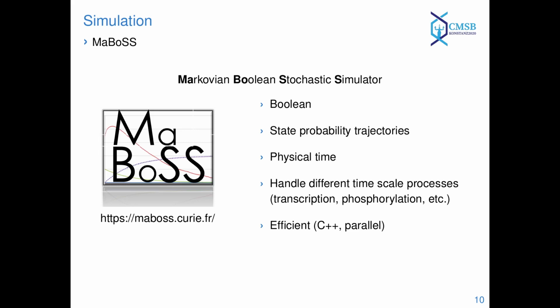So hello everyone, I'm going to present the way we simulated these ensembles of models. To do that, we extended MaBoSS, which stands for Markovian Boolean Stochastic Simulator, which, as the name says, is a Boolean simulator. It's able to produce state probability trajectories. It also adds a notion of physical time to Boolean modeling, and with that is able to represent processes of different time scales, such as transcription or phosphorylation. And MaBoSS is also efficient, being coded in C++ and able to perform simulations in parallel.